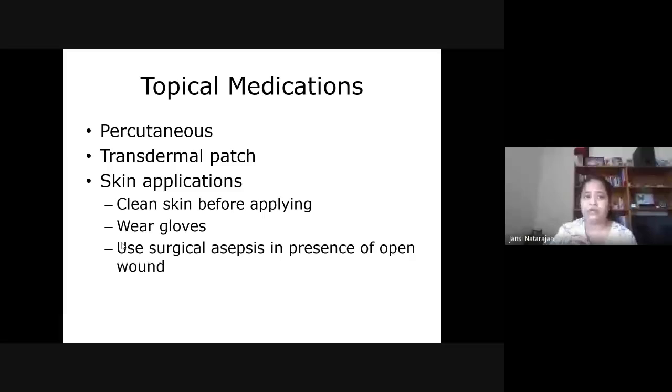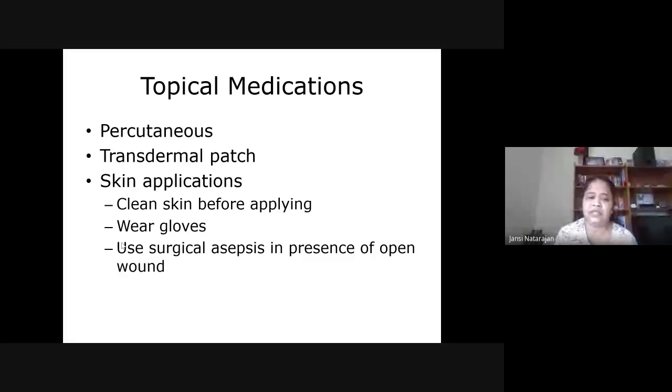Okay, what are some of the skin applications? They call it percutaneous. Percutaneous means cutaneous is skin, percutaneous is through the skin. Okay, what are all the things we are going to use? We are going to use something called a transdermal patch. In the next picture, I will show you what that is.